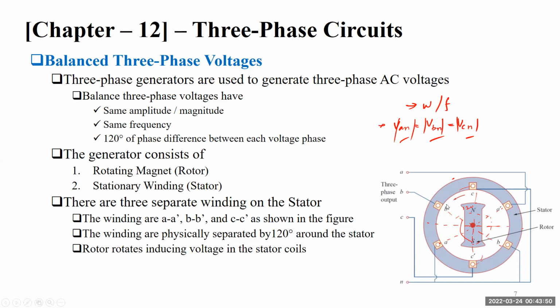Again, as we know, the rotor is a magnetic material, and if a magnetic material is rotating or moving in the vicinity of conductors, there is an induced EMF or electromotive force or voltage inside the conductor, and that induced voltage is because of Faraday's law of electromagnetic induction.